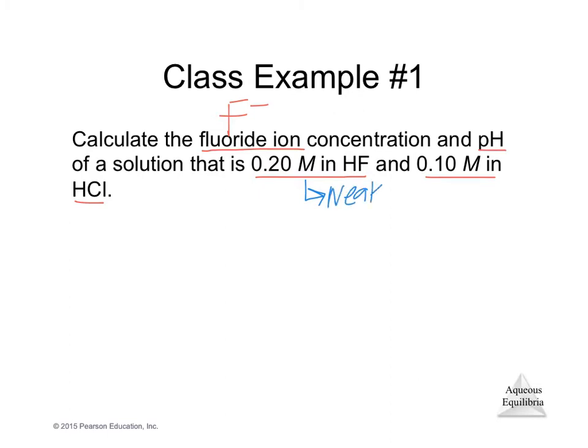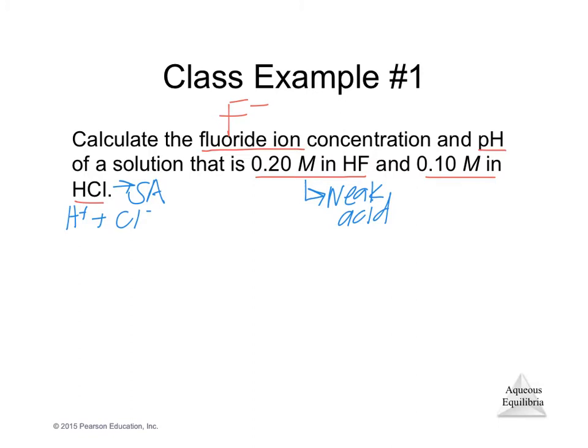HF is a weak acid. You still need to know your weak and strong acids and your strong bases. And then what about HCl? HCl is a strong acid, so what that means is HCl is going to completely dissociate into H plus and Cl minus. HF, because it's weak, is going to exist at equilibrium.